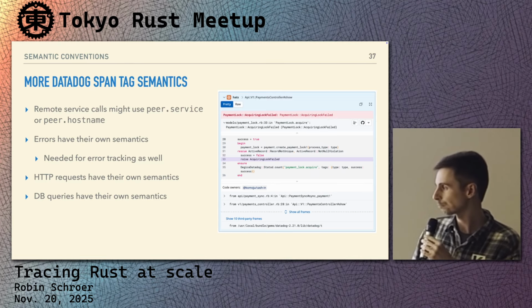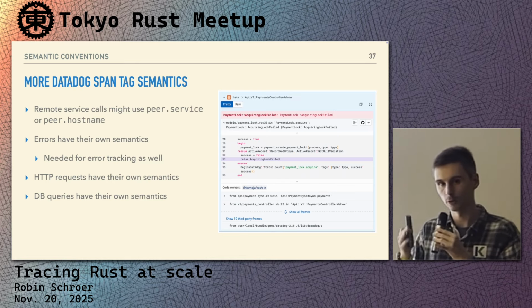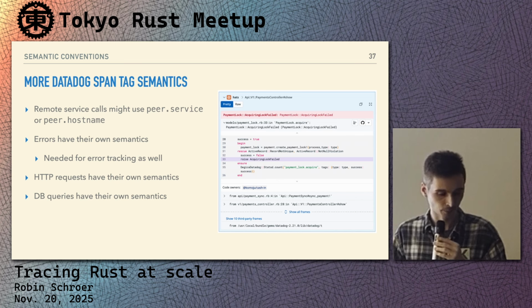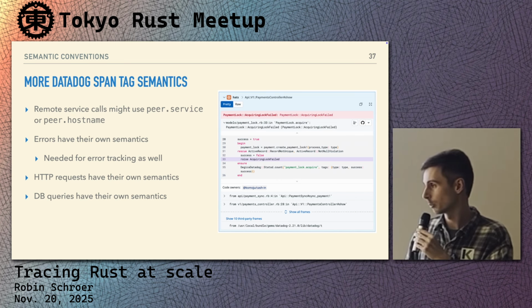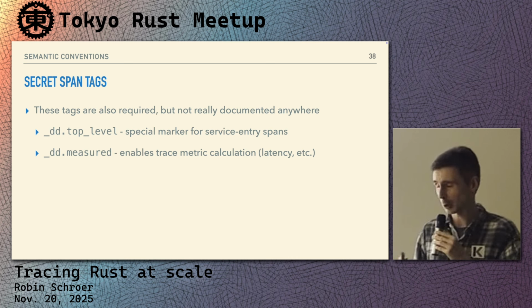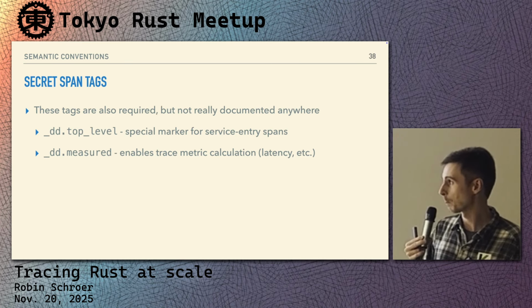It's pretty neat. HTTP requests, of course, have their own semantics. There are a lot of http.something tags like status, method, etc. Database queries have their own semantics, and we'll see a bit more of that in a little bit. And there's also some secret span tags which Datadog don't want you to know about, but are essential.